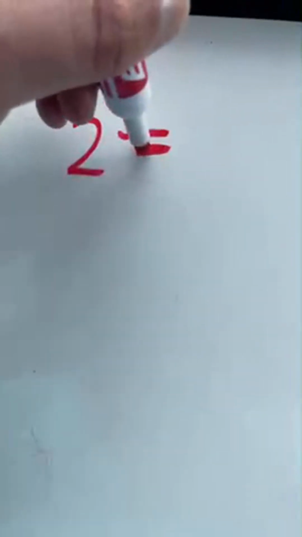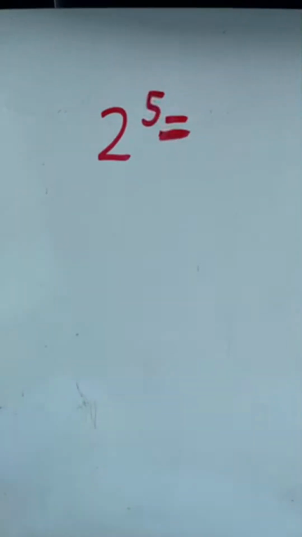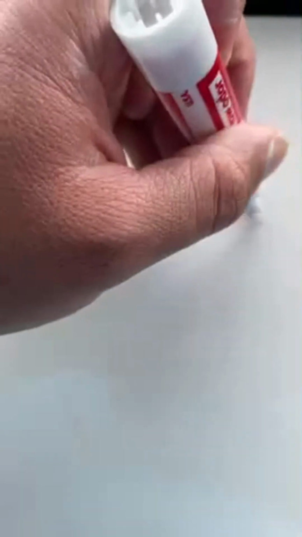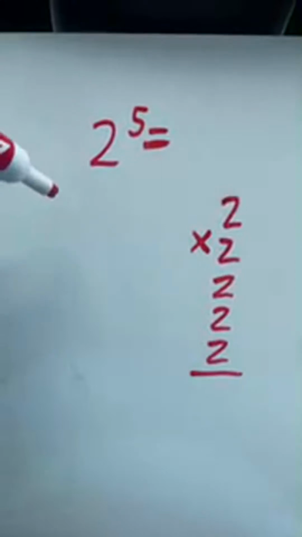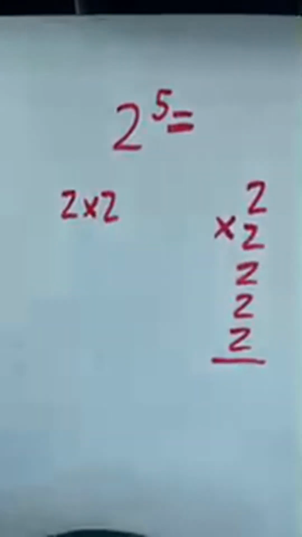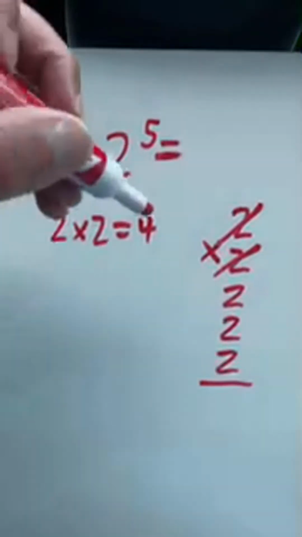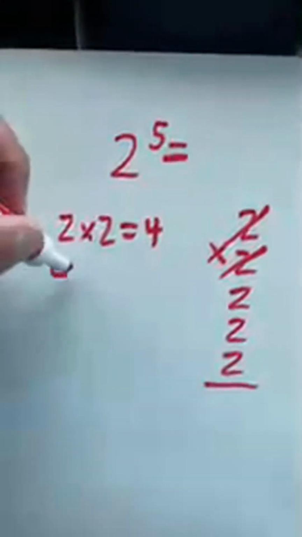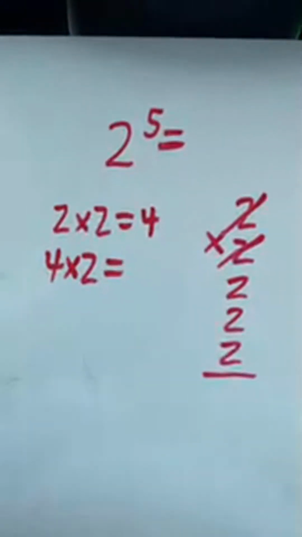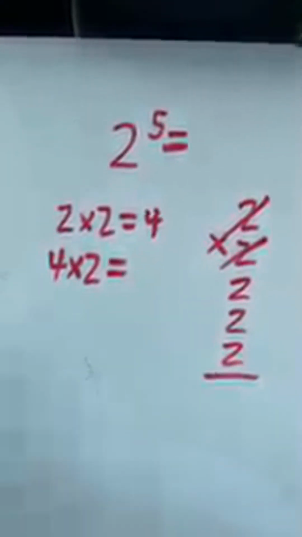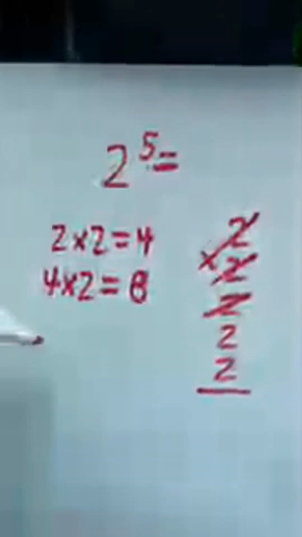So 2 to the 5th power. That means we are multiplying the number 2 5 times. So the long way of writing that would be 2 times 2 times 2 times 2 times 2. So we start out simply by multiplying 2 times 2. 2 times 2 equals 4. So we have just multiplied the number 2 twice. Next, we have to take our answer and multiply that by 2. 4 times 2 equals 8. So we have just multiplied 2 3 times.